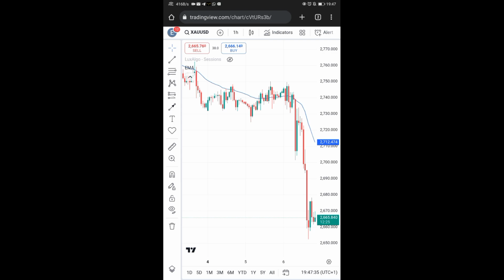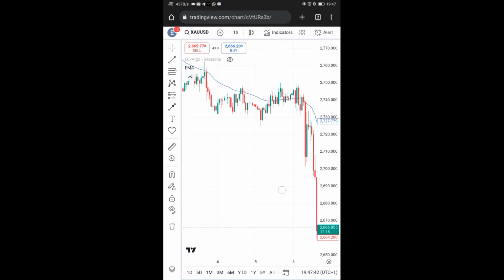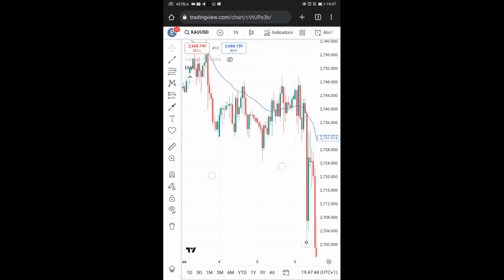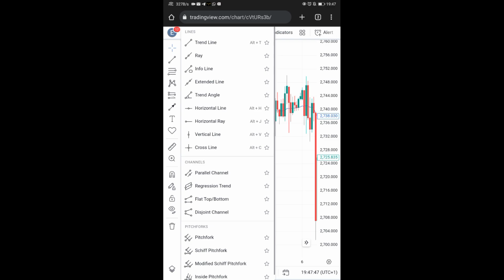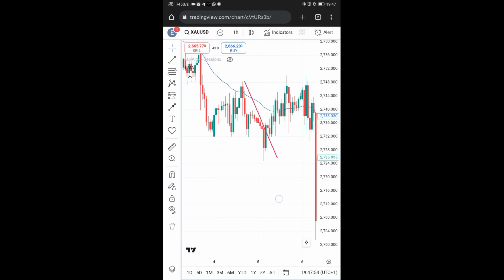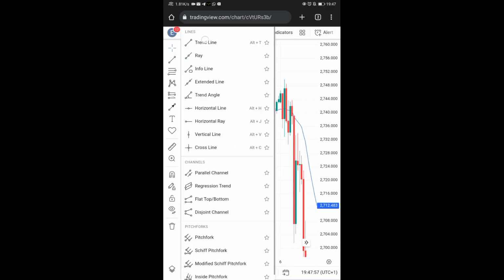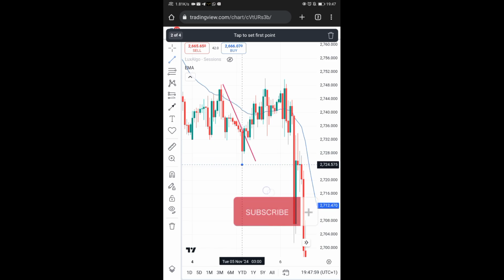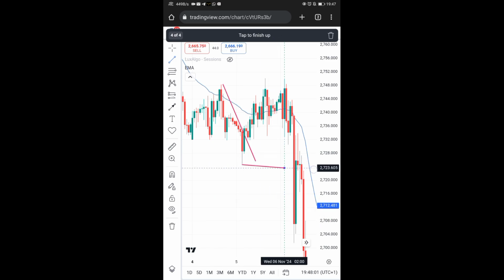Let's get straight to the chart. So at first, for you to trade your London session correctly, first you have to know the trend of the market. Looking at this market, we can see that the trend is bearish. The trend of the market is bearish. It's breaking structure to the downside. We have this market breaking structure to the downside.